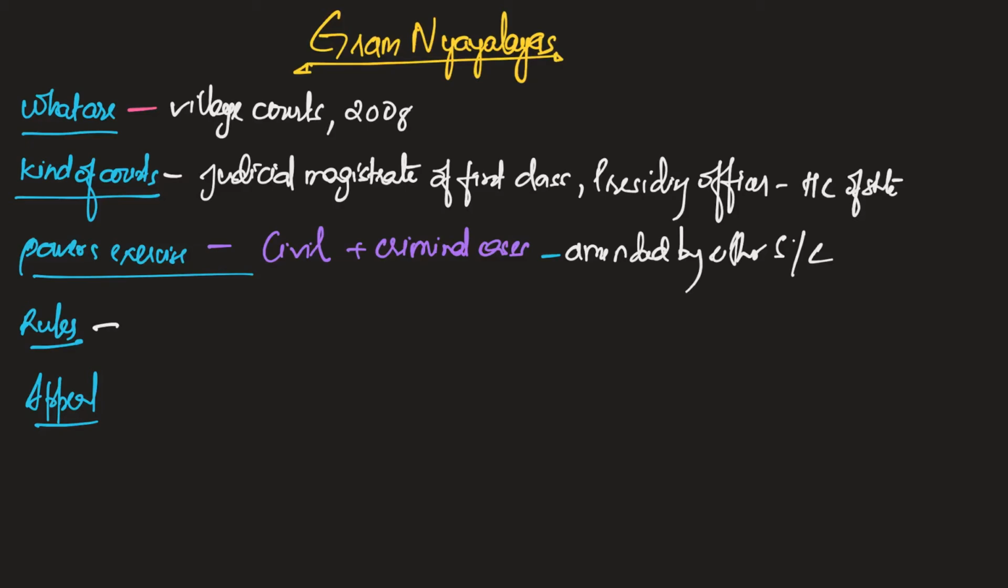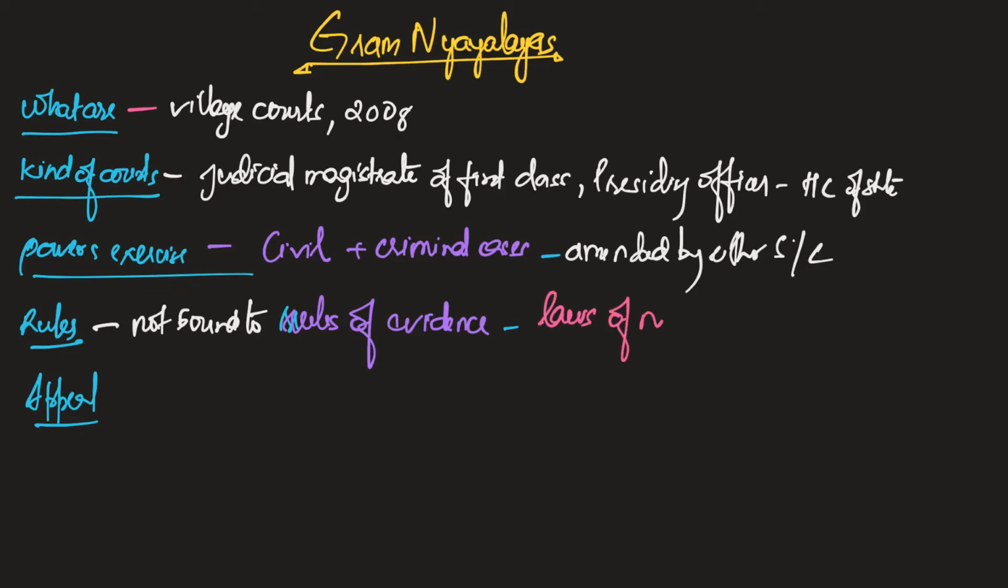Now, what rules are applicable here? Gram Nyayalayas are not bound by the rules of evidence. Then what do they follow? They follow the so-called laws of natural justice.